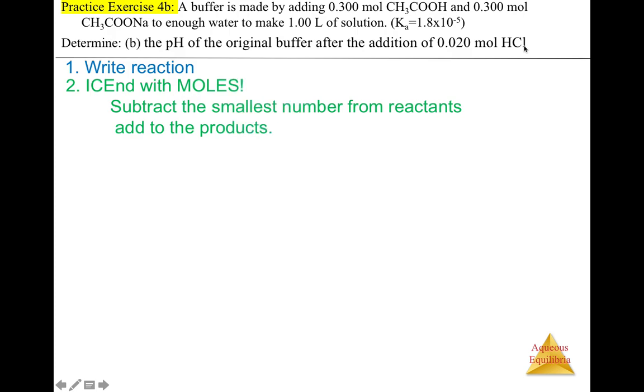We haven't done this before. Similar steps to my weak acid pH calculations. Number 1, write the reaction. This will be the reaction of the buffer and the strong acid. Number 2, ICN with moles. So in our previous chapter, we did ICE with molarity. Here we're doing ICN with moles, really important, moles, not molarity. Subtract the smallest number from the reactants, add to the products. So we're essentially looking at a limiting reactant problem in an icebox.